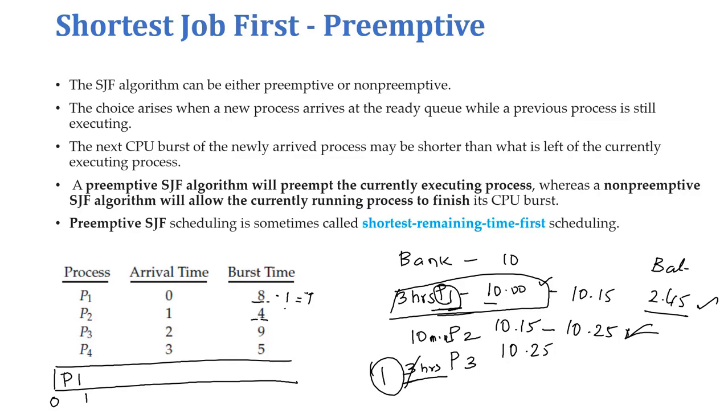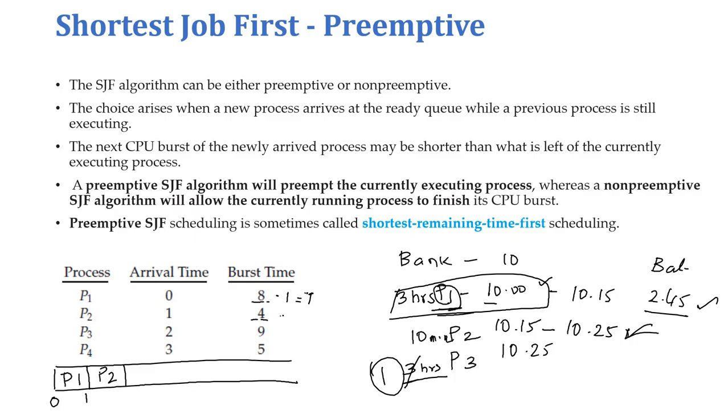So 7 and then 4. Which one is smaller? 4 is smaller, so we put P1 on hold. Now the chance is given to P2. P2 executes 1 minute. At the time of 2, P3 arrived.